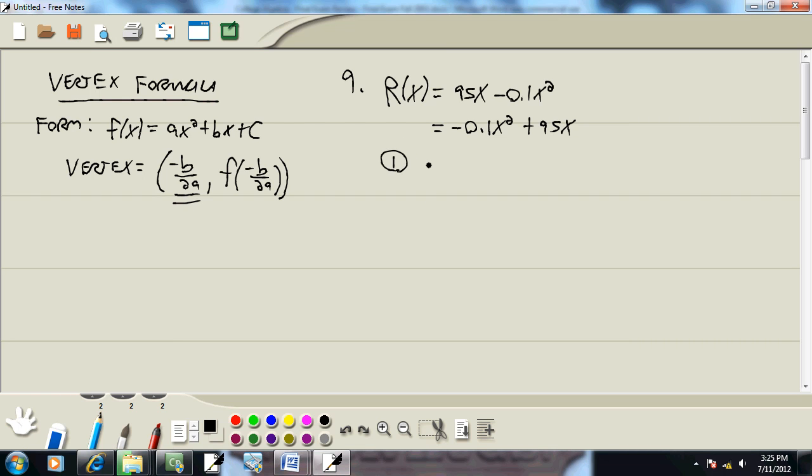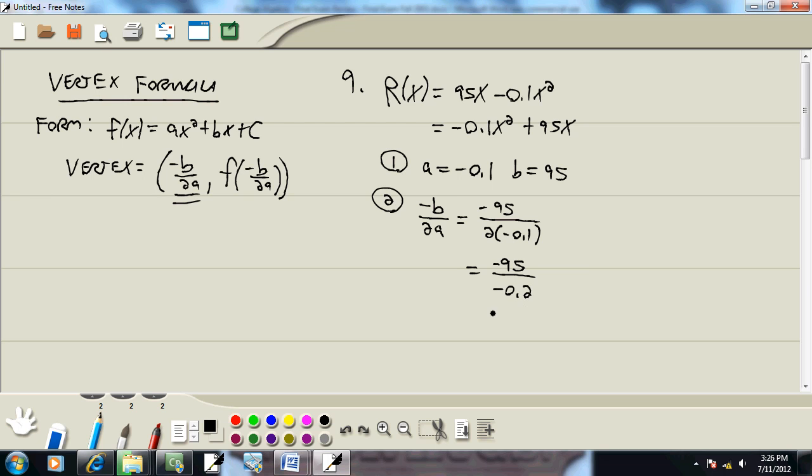First thing we do with the vertex formula is we identify a and b. Now a is whatever number is before your x squared, which is negative 0.1, and b is whatever number is before your x, which is 95. Then our second step is we plug in the a and b we just identified into this formula. So we got negative b, which is 95, over 2 times a, which is negative 0.1. I'm not very good with decimals, so I'll have to plug this in my calculator. That gives us negative 0.2.